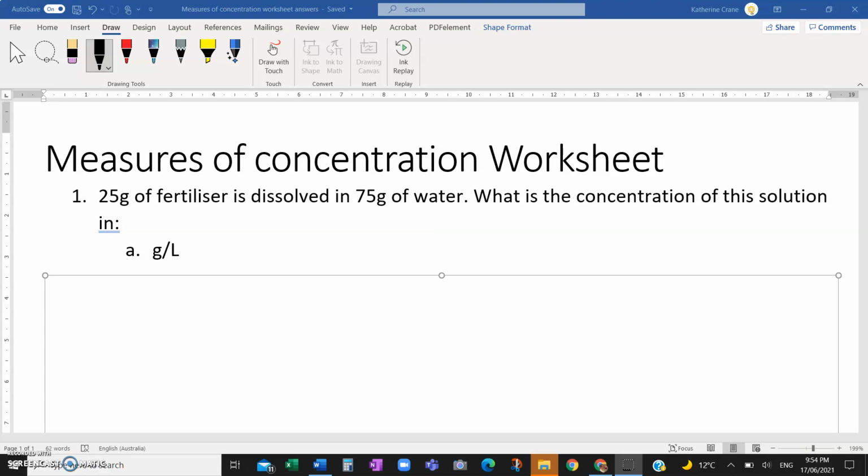how to do them. All of these work on that same basic principle that concentration is your mass over the volume. This could also be a mass. So it's kind of still working on your solute over your solvent. That's the key idea that all of these have in common.